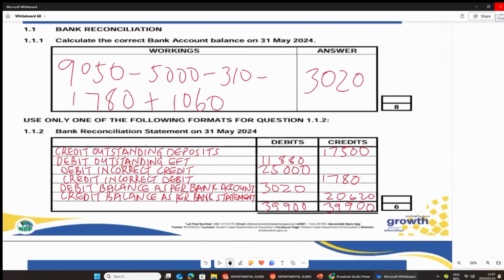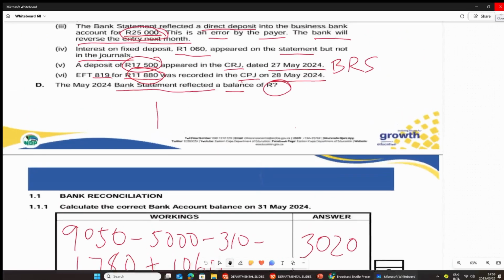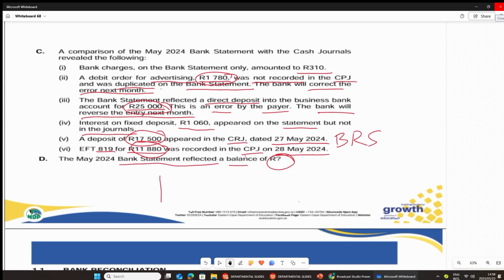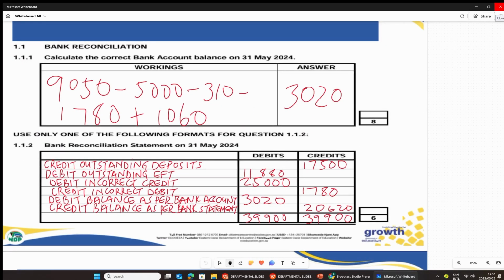Okay, grade 12s, as you see here, I've shown you the calculation. The 9,050 by question 1.1.1 was the balance that was calculated beforehand. We subtracted that 5,000 rand that was stolen by one of the cashiers. Then we subtracted our 310 rand, which was the bank charges. Then we subtracted one of those debit orders for the advertising of 1,780. Then we added that 1,060 rand, the interest on the fixed deposit that we did not record at all. When we do all of that, we get a favorable or positive 3,020 rand.